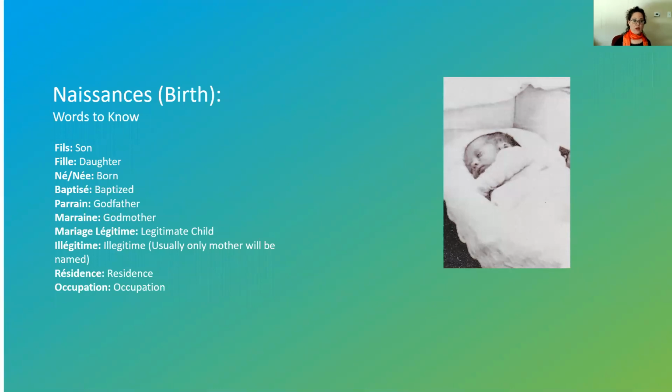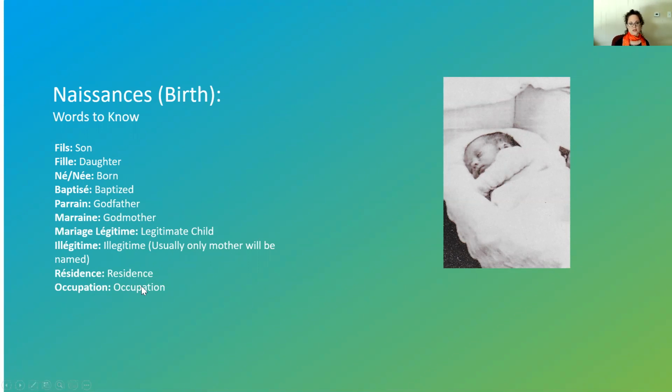Okay, so let's get into birth records. These are some of the words that you should know, and these are kind of the things that you can typically expect to find in birth records. Okay, so some of the words to know are fils is son, and I think I'm pronouncing it wrong again. Fille is daughter, né is born, baptisé, baptized, parrain, godfather, marraine, godmother, mariage légitime, legitimate child, illegitimate. Usually only the mother is going to be named in that case. And then there's residence and occupation, which are the same in English.